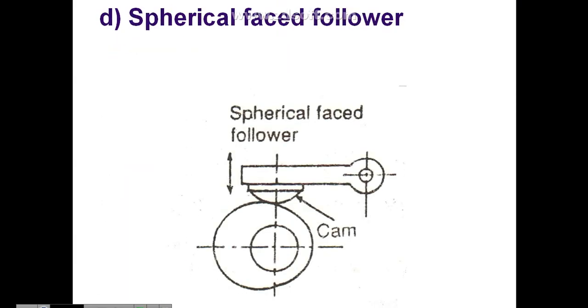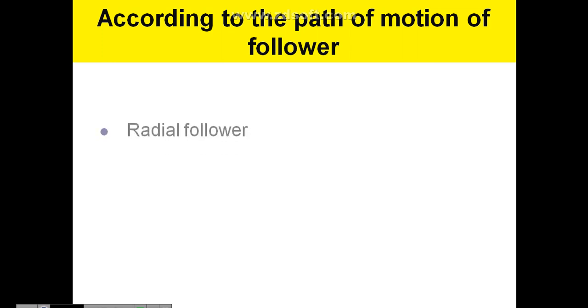Then the last one, as we have already seen, is a pivoted lever having a half circle cam profile, where the follower is suspended on the cam surface. So when the cam rotates, the follower is going to move up and down, that is, oscillate. Then coming to the next one, the classification according to the path of motion of the follower.